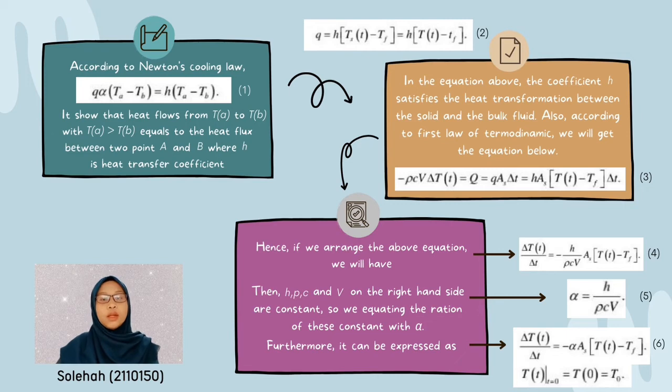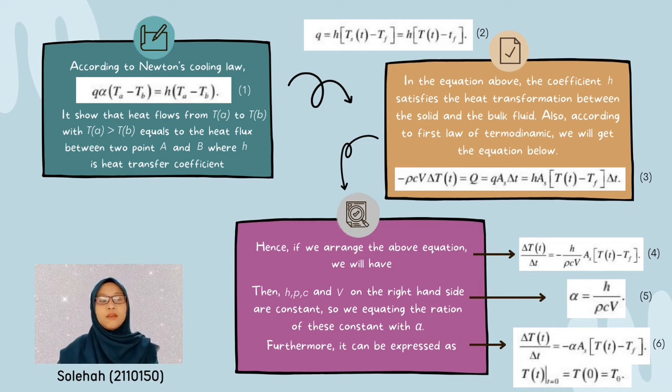First of all, according to Newton's law of cooling, you can see equation 1. Equation 1 shows that heat flow from A to B is equal to the heat flux between two points, A and B. In equation 2, the coefficient h satisfies the heat transfer between the solid and the bulk. Plus, according to the first law of thermodynamics, we will get equation 3.